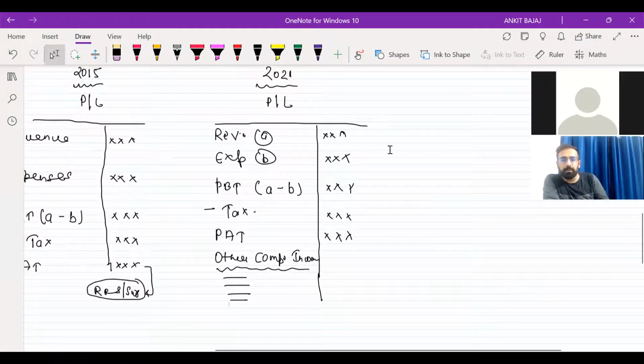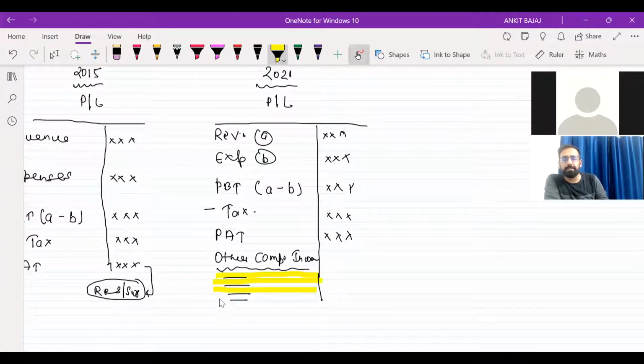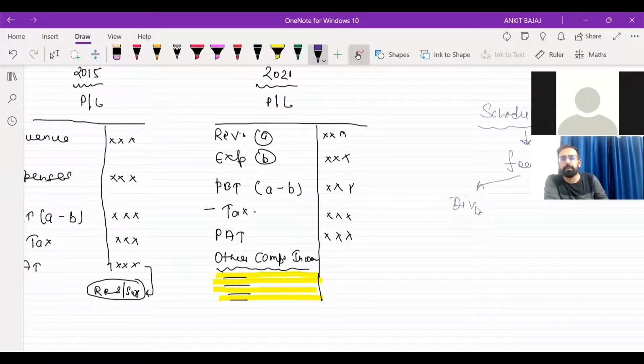Before discussing more about other comprehensive income, I would like to tell you about Schedule 3. What is Schedule 3? When we prepare financial statements, we follow Schedule 3. Why do we follow Schedule 3? Because Schedule 3 talks about format, which format you will be following to prepare financial statements. In Schedule 3, there are 2 divisions: first is Division 1 and second is Division 2.